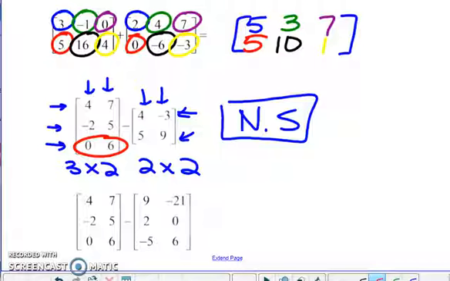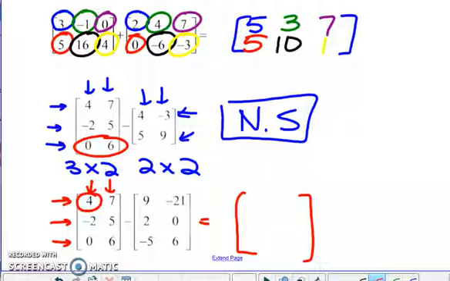But I look at the next one. This one is fine because it has 3 rows, 2 columns. Same with the second one. This time I'm going to subtract corresponding parts. So I'm going to go 4, have to pay attention to the minus. 4 minus 9. We have 7 minus negative 21. So this is a little trick. 7 minus negative 21 is actually 7 plus 21, which is 28.